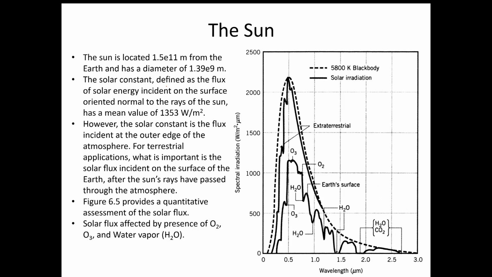However, the solar constant is the flux incident at the outer edge of the atmosphere. So for terrestrial applications, what is important is the solar flux incident on the surface of the Earth after the sun's rays have passed through the atmosphere. So this figure and table in this slide illustrate a quantitative assessment of the solar flux. You can see that the solar flux is significantly affected by the presence of various gases within the atmosphere.